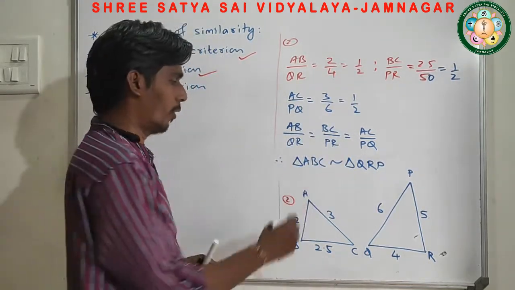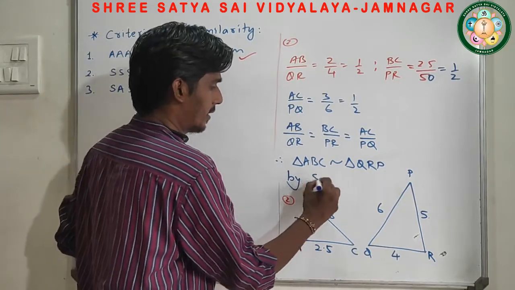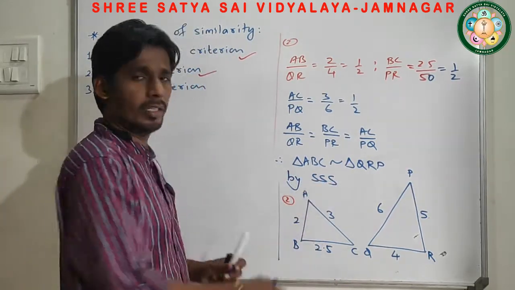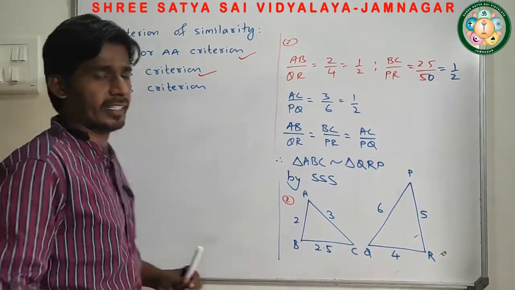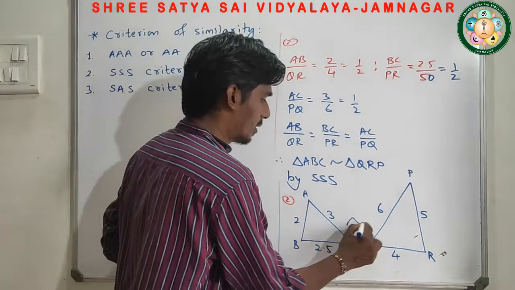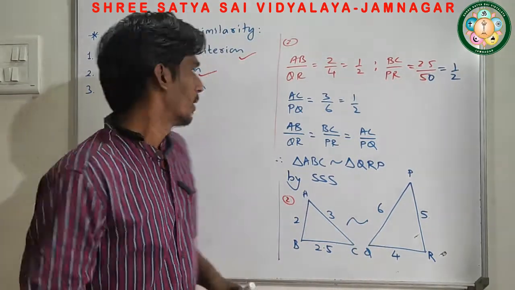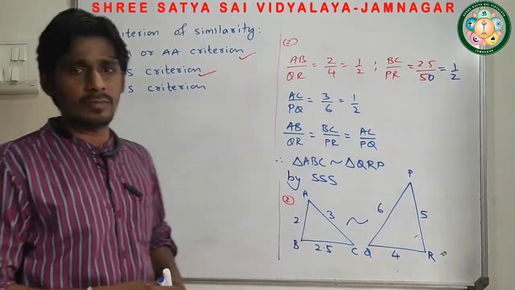So they are similar by what? By side, side, side. As all the three sides are in proportion, I am using this criteria, the side, side, side criteria, to prove that these two triangles are similar. Now the last one, side angle side.